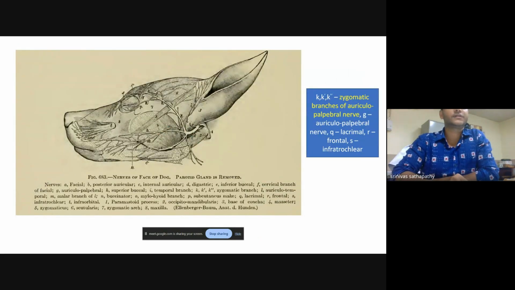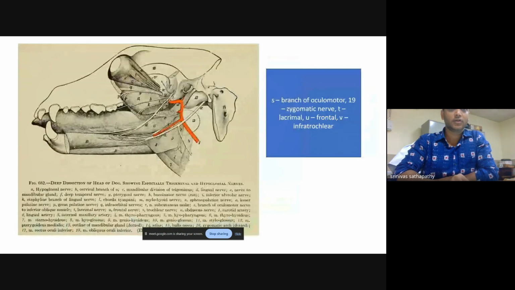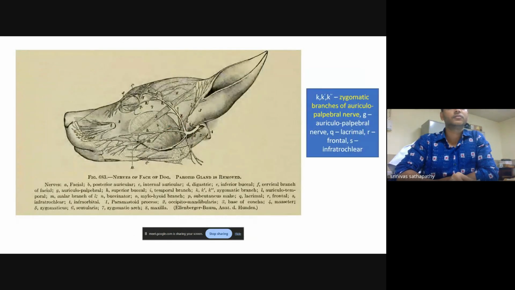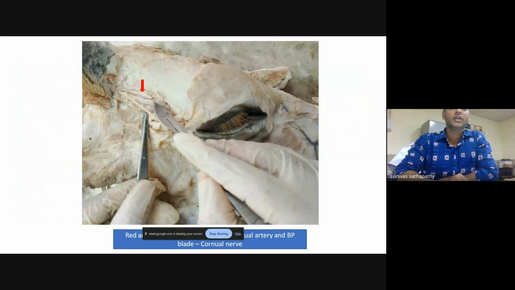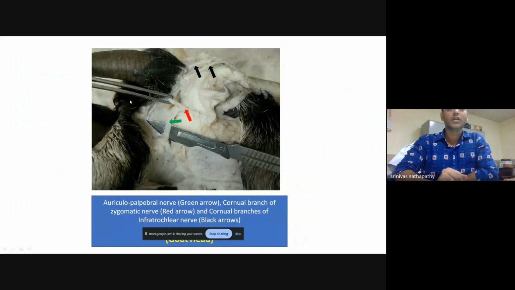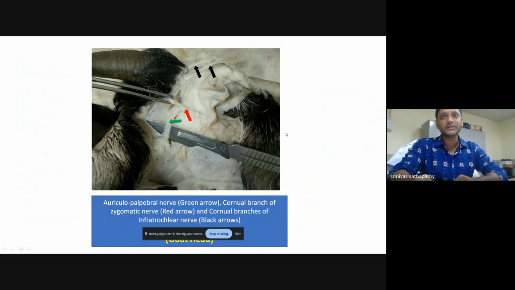This is also, you can see, for dog. This one is also for dog. Now, these are some of the dissections which we performed. You can see this is the small ruminant, that is goat. This green arrow, you can see the auriculopalpebral nerve, which is going and innervating the upper eyelid.